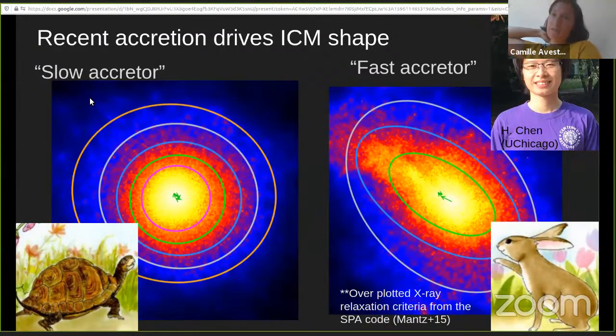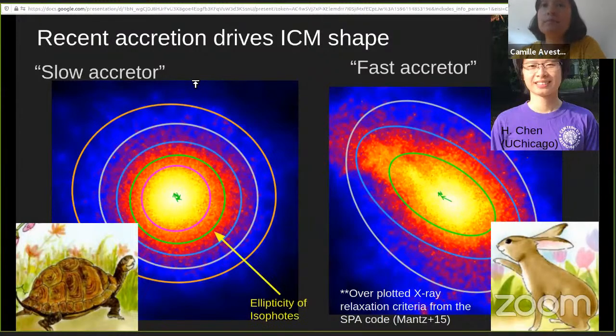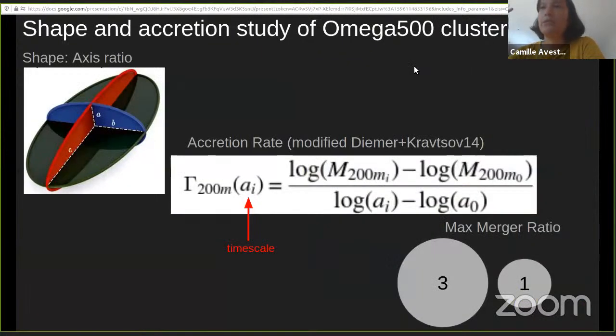So you'll notice that there's a bunch of lines and tick marks overplotted, and that's to give some parallel with what observers do. So overplotted are the X-ray relaxation combined criteria from the Adamensis SPA code. This is symmetry, peakiness, and alignment. So we did some initial comparisons with some of those measurements. So just to show, right, there's the ellipticity of the isophotes, shift and centroid that you can look at. So those are the observables in X-ray.